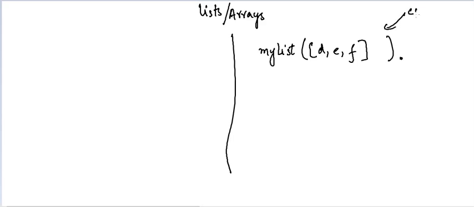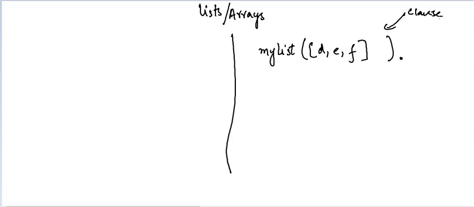We have this predicate my list, right? And we have an array here. For example, the array is d comma e comma f. These are all the elements in the array, right? So this is our clause.